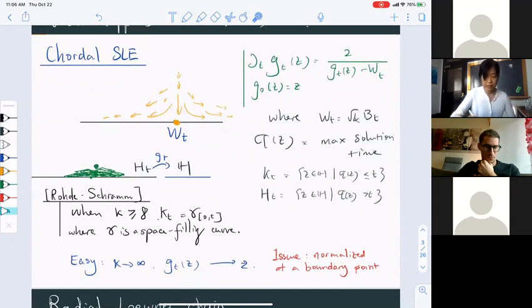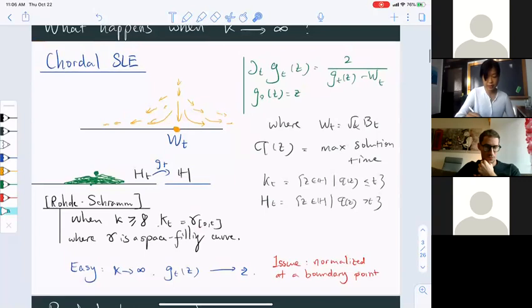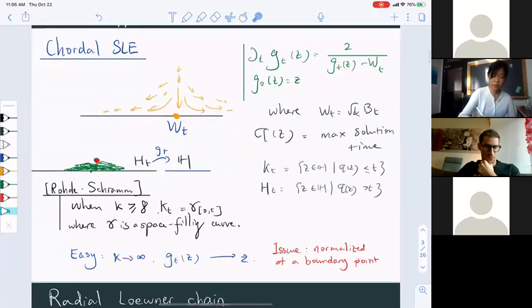When kappa is greater than 8, K_t is given by a space-filling curve, in the sense that you can find a space-filling curve gamma so that this K_t is equal to the union of the set gamma from time 0 to t. And this is shown by Stefan and Odette. So here I just draw an example of a space filling curve. It's supposed to fill out all the bubbles here of gamma t.